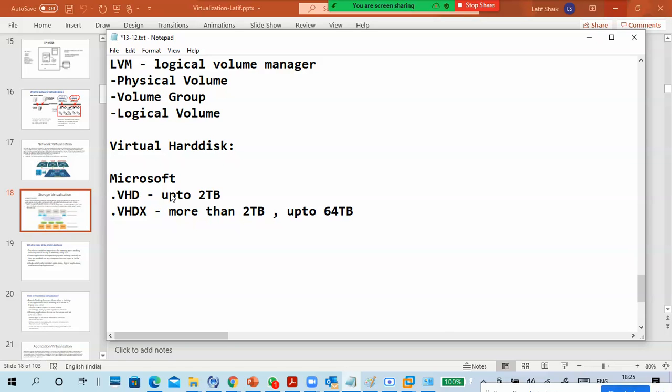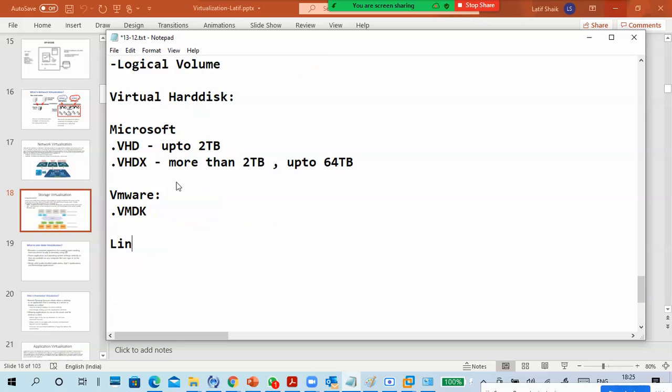Okay. From VMware, virtual hard disks are VMDK files. So other different formats are there. For example, in Linux virtualization, KVM and QEMU, that is .qcow2. So these are the different formats of virtual hard disk.